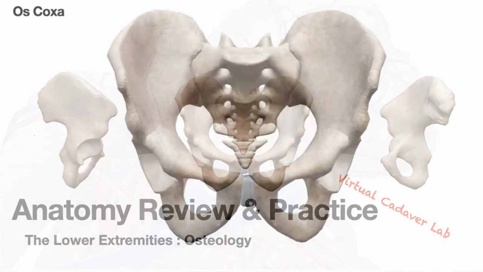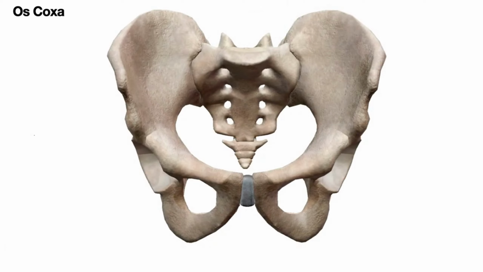So we'll start with the os coxa. Here you see os coxa on your screen. You should be able to identify this. And we'll go through the bony landmarks of the os coxa. Os means bone, coxa means hip. So here you have your hip bones. We'll go through these landmarks together.